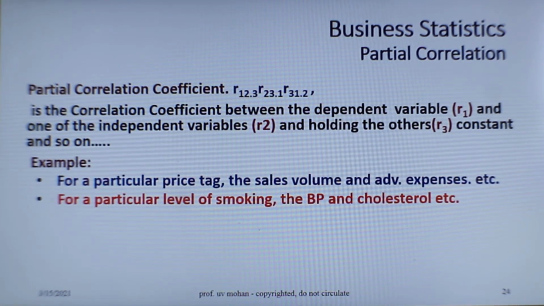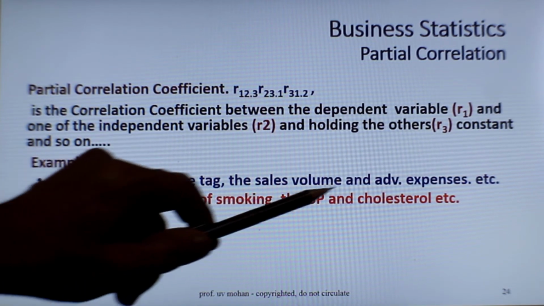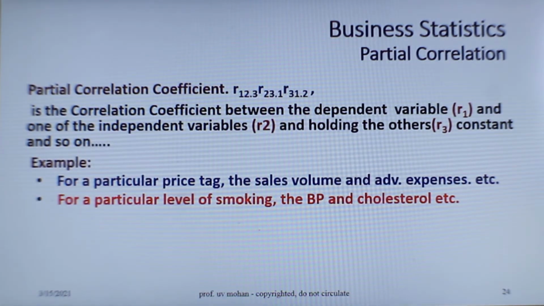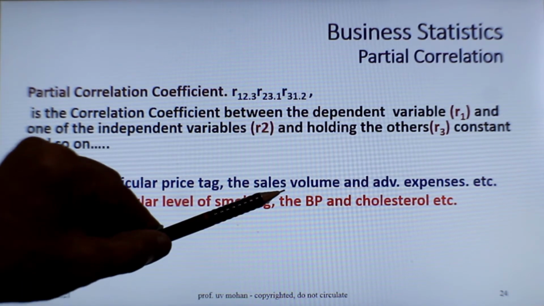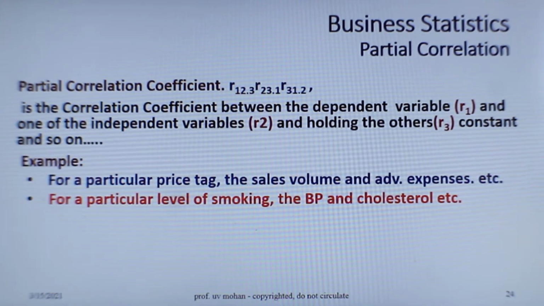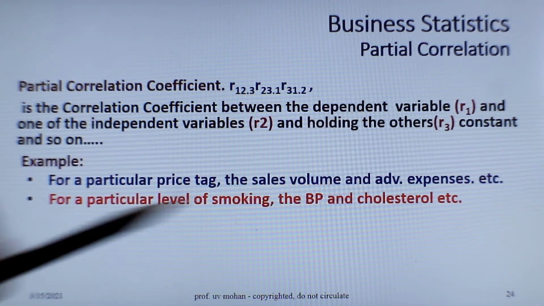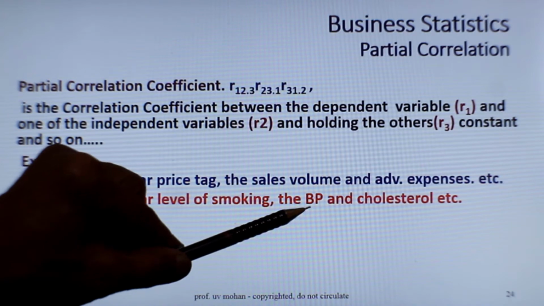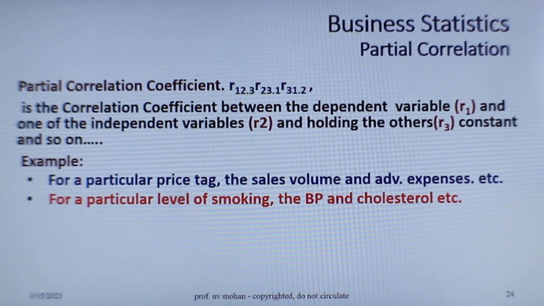I have given quite a few examples. For a particular price tag, the sales volume and the advertisement expenses. Again, in this example, the sales volume is the dependent variable. For a particular level of smoking, the BP and cholesterol. So the BP is the dependent variable, and the smoking level and cholesterol are the independent variables.